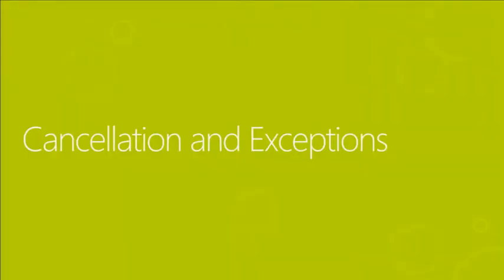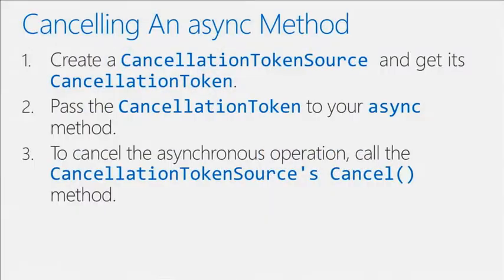Okay. So what happens if you have a long-running task and you need to cancel it? And what happens if your long-running task has some errors and is going to throw some exceptions? You're operating off asynchronously. Who do you throw the exception to? And how do you catch it? Well, canceling an async method is a cooperative process. You need to create a CancellationTokenSource object, get its cancellation token, and then pass that cancellation token into your async method because it's going to need it to find out if it's being canceled. And then anytime your calling method wants to cancel the operation, it just calls the CancellationTokenSource's Cancel method.